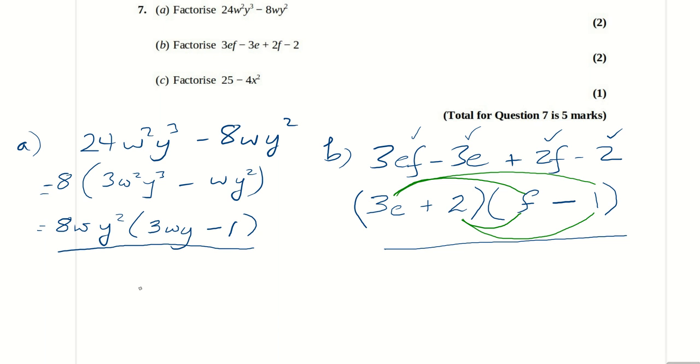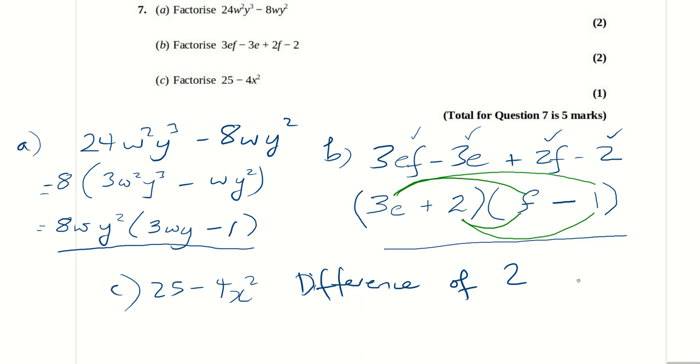Now part C, 25 minus 4x squared. Expressions like this have a special name, and we call them the difference of 2 squares, because 25 is a square number, 5 squared is 25, but 4x squared is also a square number, because if we square 2x, remember that 2x squared is the same as 2 squared times x squared.